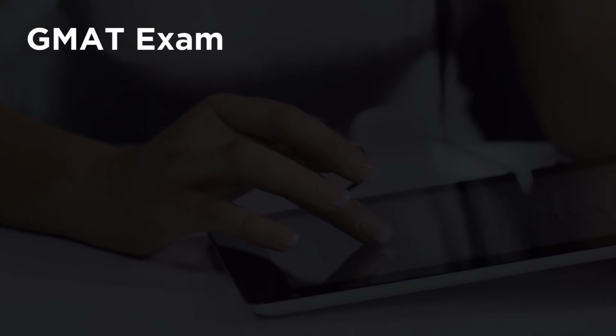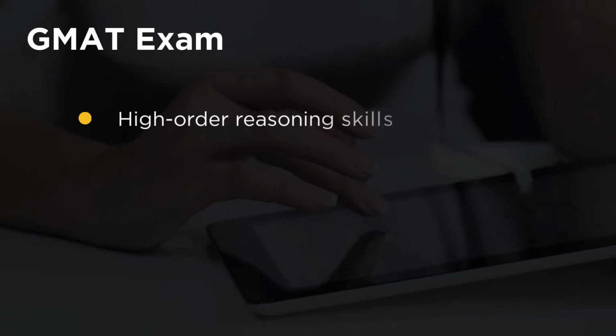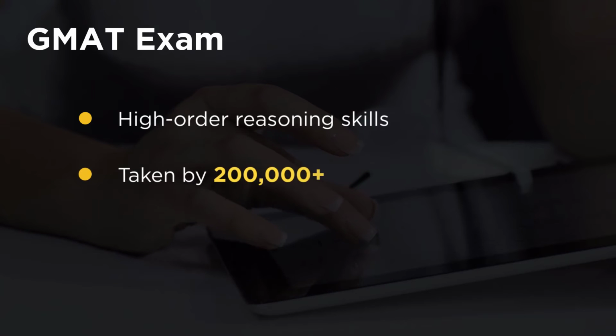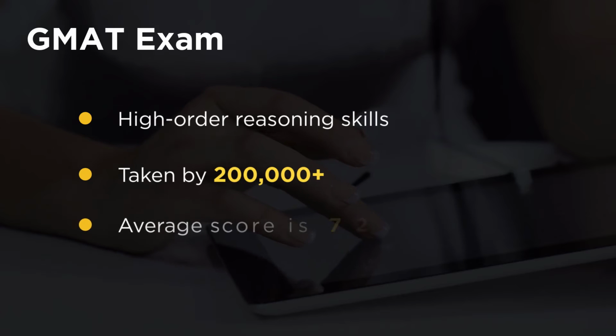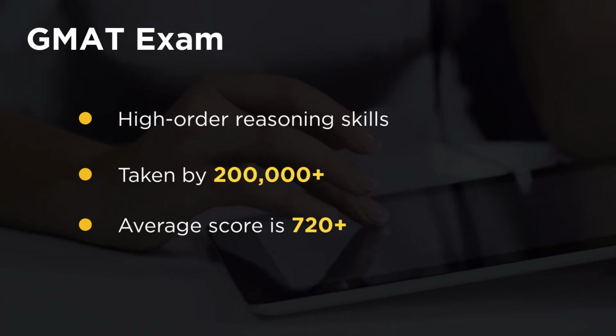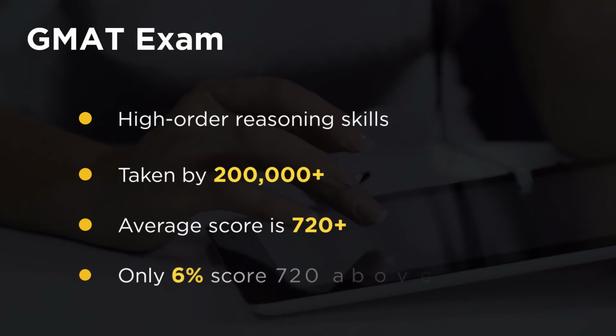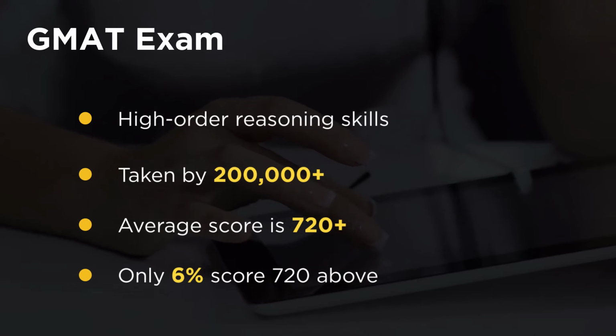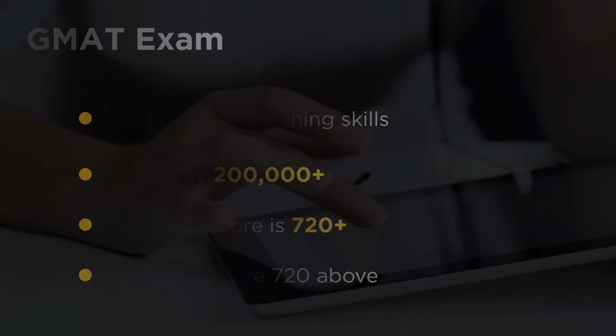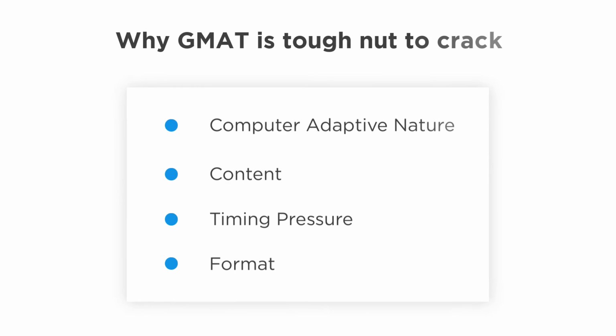GMAT is a test of high-order reasoning skills. This test is taken by 200,000 plus people every year, and the average score at top business schools is 720 plus. Just to tell you the significance of this score, only 6% of the test takers score 720 or above in the test. Here are some reasons why this test is a tough nut to crack.